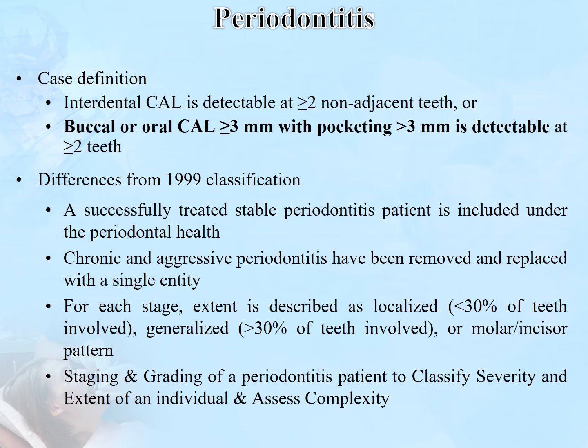The entities chronic and aggressive periodontitis have been removed and replaced with a single entity called periodontitis. And for each of these, localized is less than 30% of the teeth involved, generalized is more than 30% of the teeth involved, and there's a molar incisor pattern. So these three are the extent which is involved, and then there is staging and grading as well. So these are the differences from the 1999 classification.